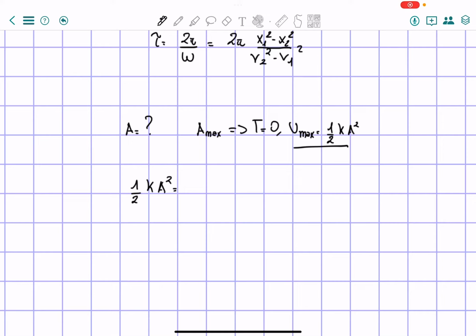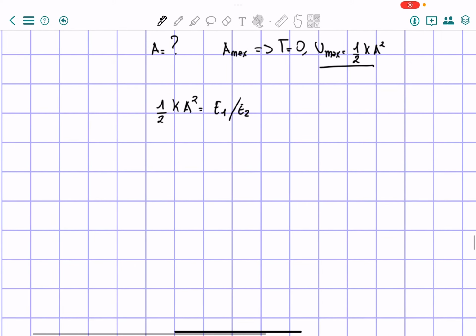Now we could take either energy, so either energy 1 or energy 2, and we can set it equal to the energy that we have. So we can put 1/2 k a squared. I'm going to take the energy at point 1, so I'm going to have 1/2 m v1 squared, like we said before, plus 1/2 k x1 squared. Now let's try to solve it.